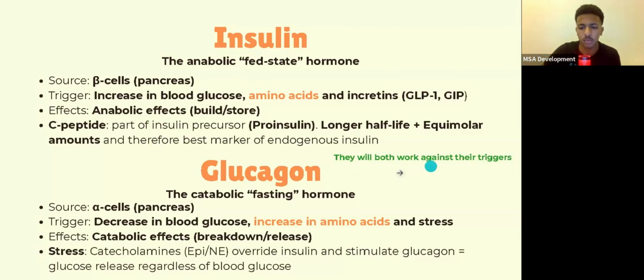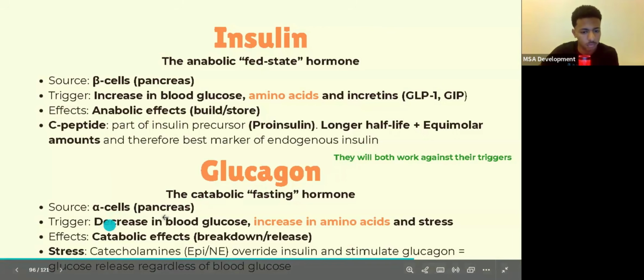And now this one says that they will both work against their triggers. Let's look at the triggers of insulin and see what's going to happen. So a trigger of insulin is increase in blood glucose. So insulin is going to try to decrease the blood glucose. Increase in amino acids is going to trigger insulin. So insulin is going to reduce the amino acids, and it does that by increasing protein synthesis. And incretins, don't worry about that.